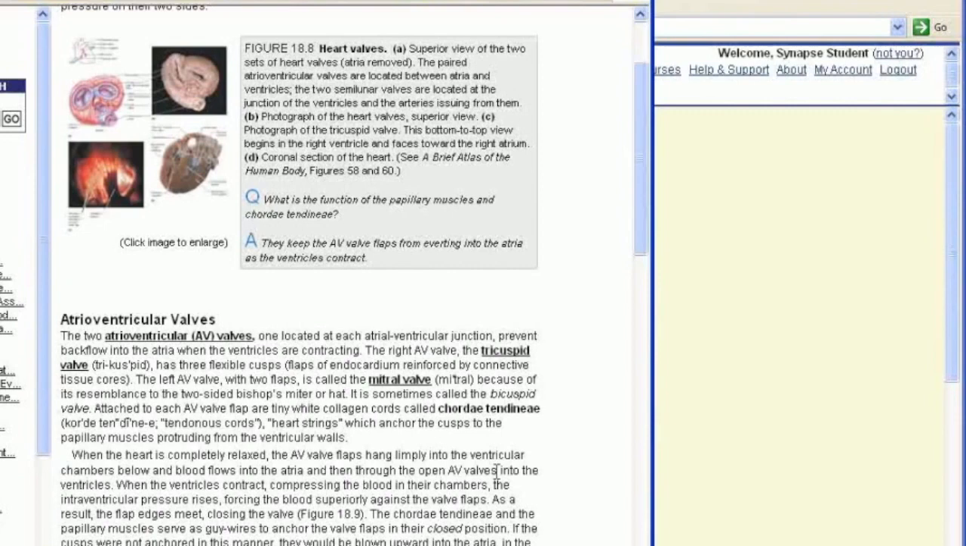What is the job of a valve? Good, to prevent backflow. To allow flow to be only one direction. By the way, in case you haven't read, this chapter is pretty good. A lot of it's really well written.